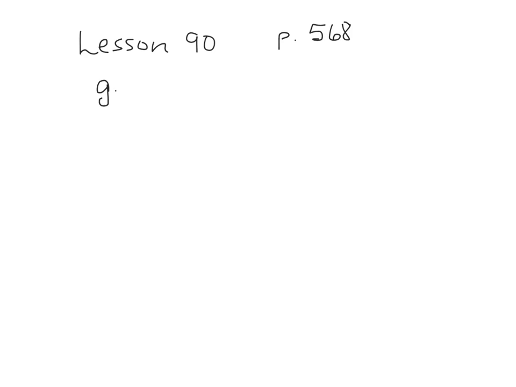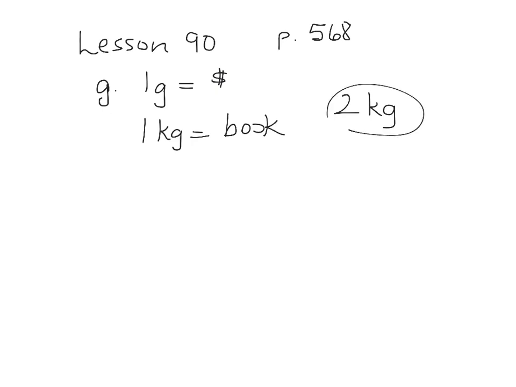We'll start with our mental math G. Choose the more reasonable estimate for a mass of 500 sheets of copy paper, 2 grams or 2 kilograms. Remember, 1 gram equals about the weight of a dollar bill, and 1 kilogram equals the weight of about a book. And so, which would be a more reasonable answer? For 500 sheets of paper, the answer is 2 kilograms.